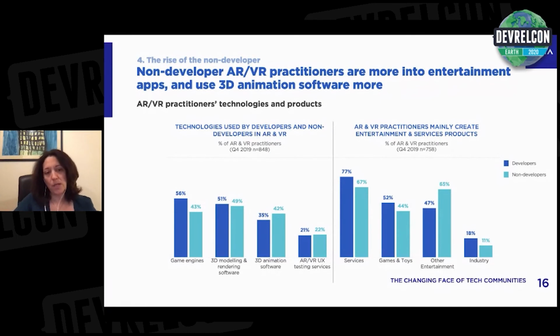So we also check what kind of technologies they use and what kind of applications they're trying to build. And there are differences again compared to developers. So first of all, you see that they use 3D animation software more and game engines far less. So they're not into it for the games. They're not building games, right? And that also shows on the right here on type of apps that they're building. Games and toys is quite lower. So 3D animation, and they're building more entertainment stuff. Again, this is not for fun. That's their profession, mostly. So they are different in that way.